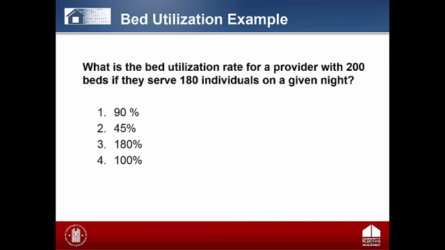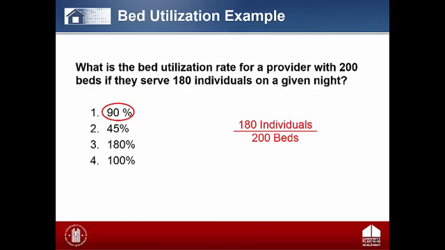Again, as we walk through these examples, if you would like to complete these questions on your own, please feel free to pause the video. Here's an example of bed utilization. What is the bed utilization rate for a provider with 200 beds if they serve 180 individuals on a given night?